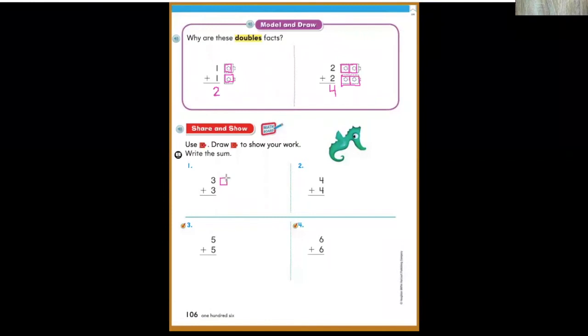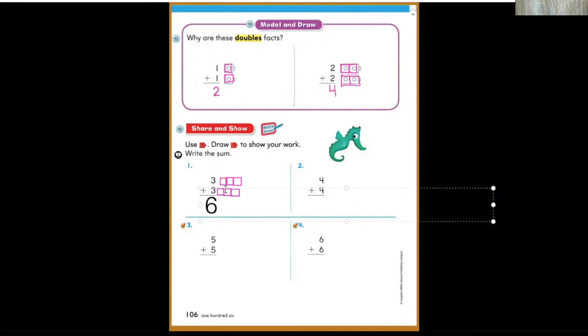1, 2, 3. Next to my second addend, which is also 3, I'm also going to draw 3 cubes. 1, 2, 3. Now we're ready to add those addends together. Then we're going to write the sum. 3 plus 3, count the cubes. That's right, 3 plus 3 equals 6.